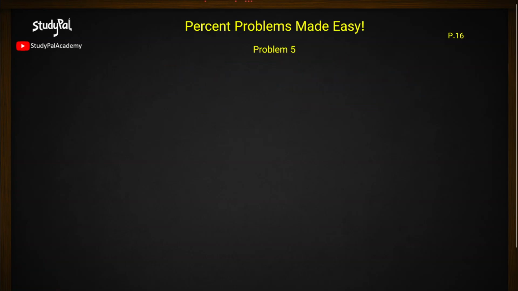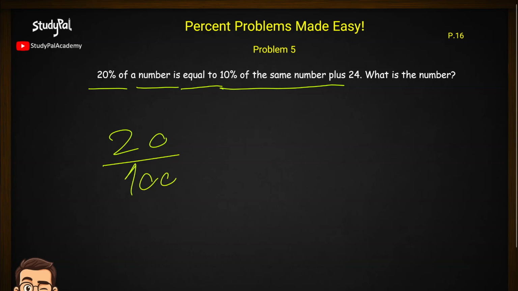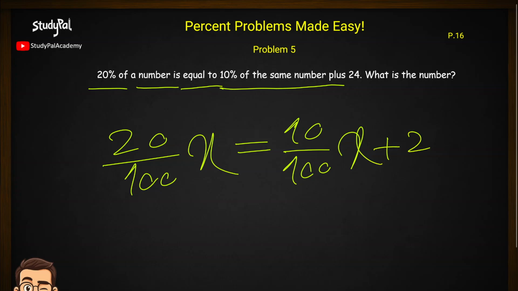I'm going to the next question because the length of the video is already, I think, long. Not too long, but long. The next question asks, 20% of a number is equal to 10% of the same number plus 24. 20% of a number, which is x, is equal to 10% of the same number plus 24. What is the number? It is a linear equation, and it is really easy to solve. And again, I'm pretty sure that you can do it.